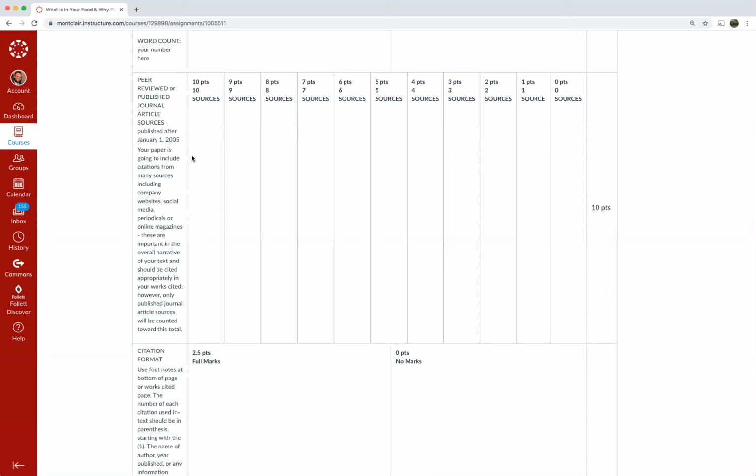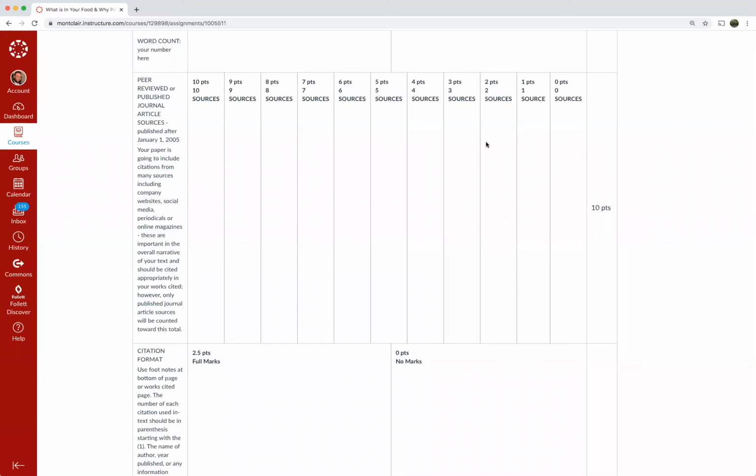So of those sources, you need to have 10. Some people will have more. You need to have 10, and it's 10 of these peer reviewed or published journal articles. So many of you will have a works cited page with 20 sources, 25 sources, or 15 sources, because all of your company website data, if you cite the FDA website or the USDA, those are all sources which will be under your works cited, but they won't be counted toward the peer reviewed or published journal article sources section.